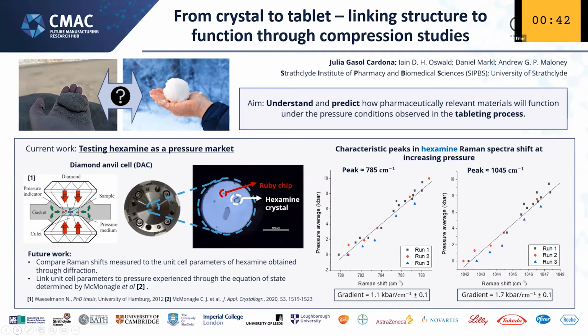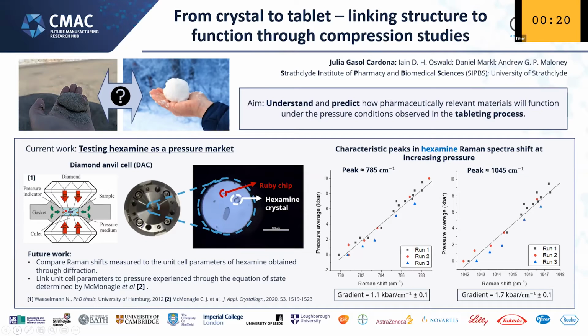So looking at the graphs on the right-hand side, we saw that 2 distinct peaks in the Raman spectra of hexamine, one at 785 and the other at 1045 centimeters to the -1, shifted at increasing pressure in a linear manner. Additionally, the original Raman spectra at ambient pressure was recovered upon decompression. These are 2 very positive results.